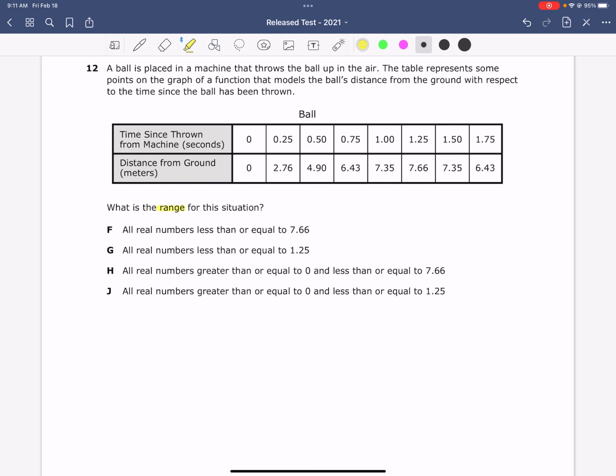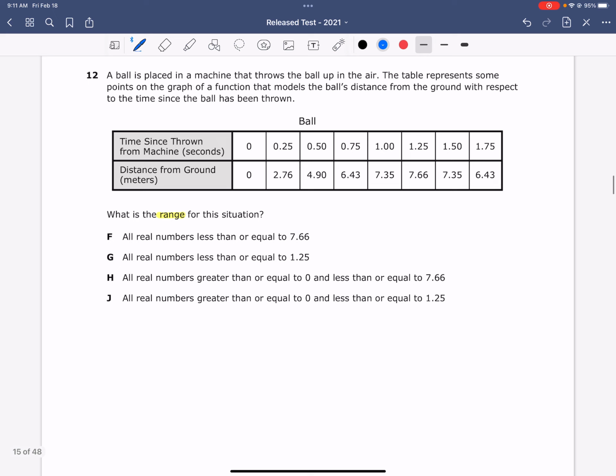Notice that we are asked for the range, and so we must remember that range is the set of all possible y values for this function. So what you can imagine is that we have a ball that starts on the ground. It is then thrown and goes up to 2.76 meters above the ground. So we could have a point here at 2.76 or so.